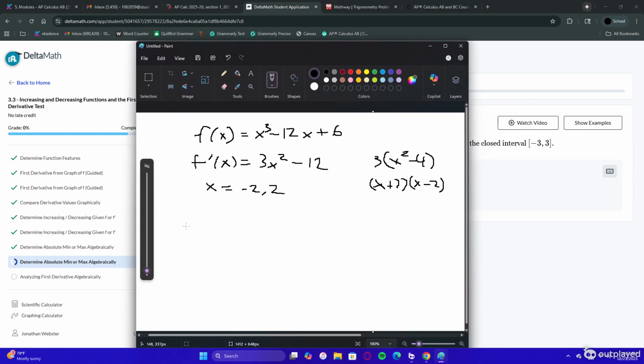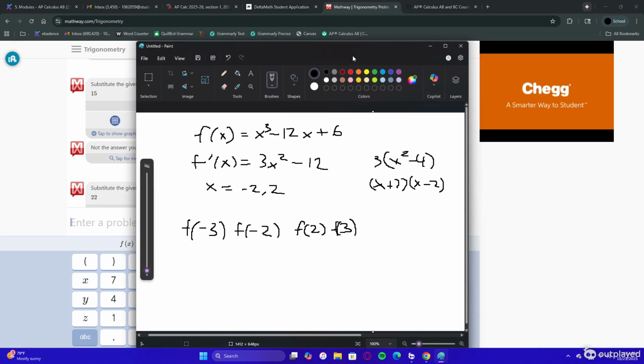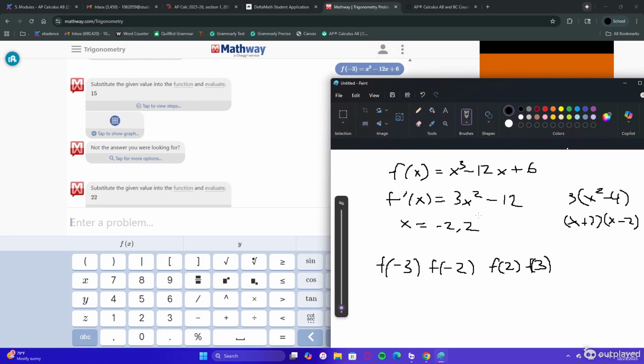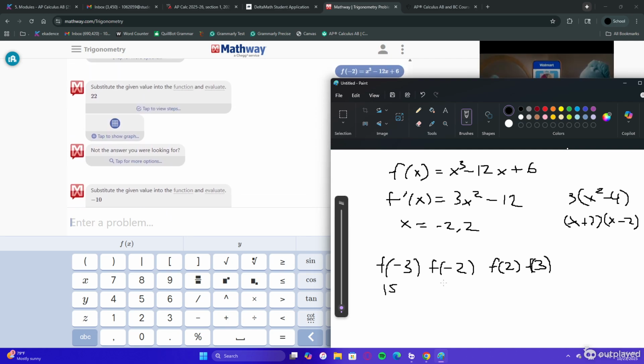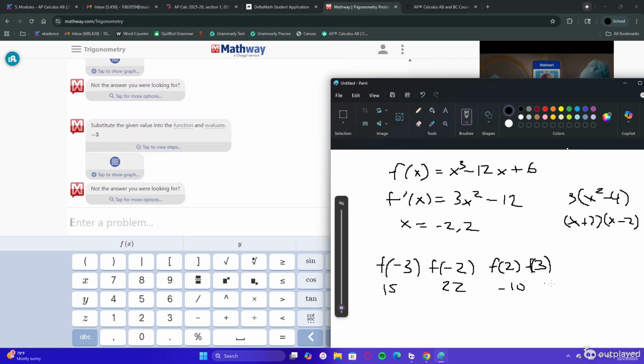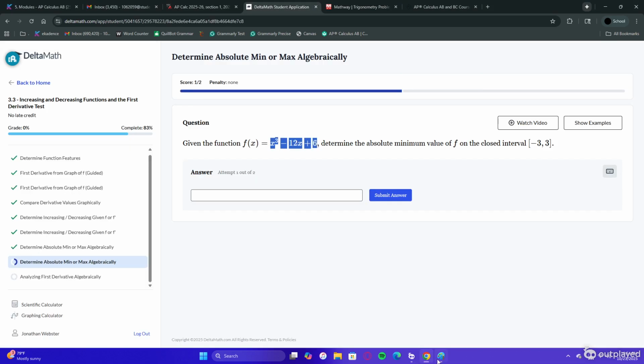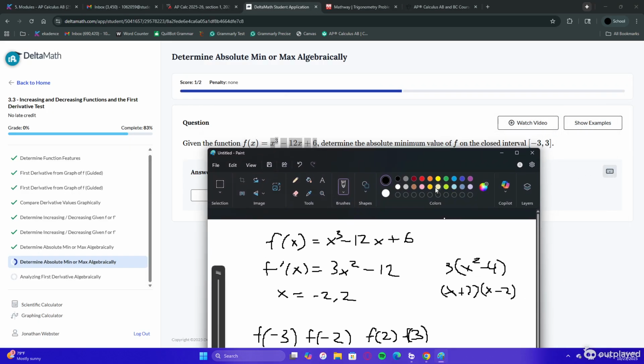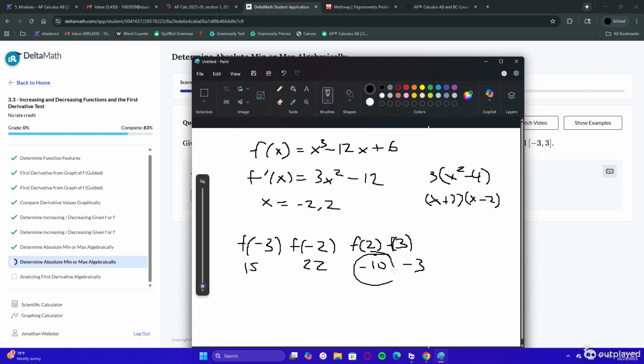So plugging in negative 3 into f, negative 2 into f, 2 into f, and 3 into f. If you plug in f of negative 3, you'd get 15. Plugging in negative 2 would give you 22. Plugging in 2 would give you negative 10. And 3 would give you negative 3. So our absolute minimum value would be negative 10.